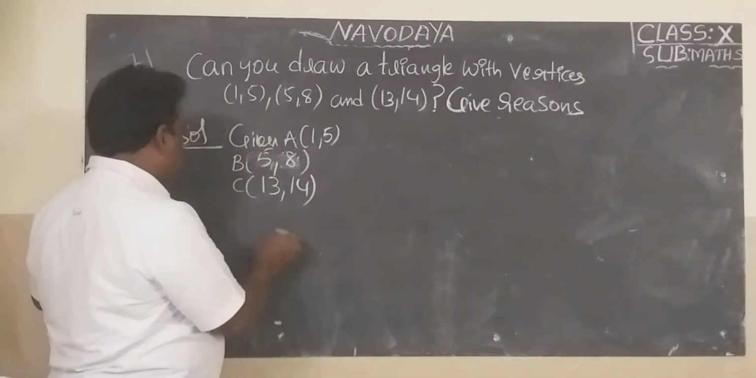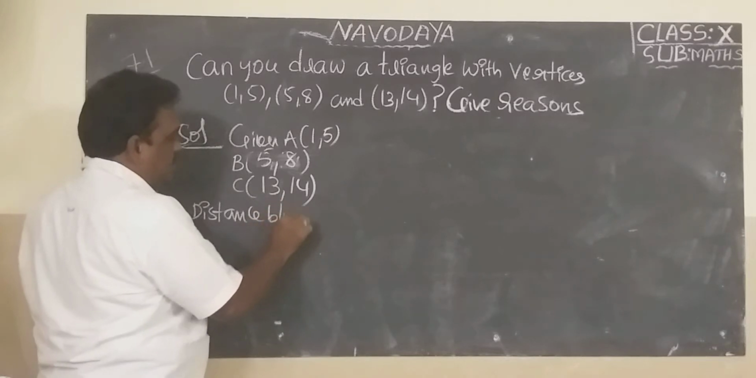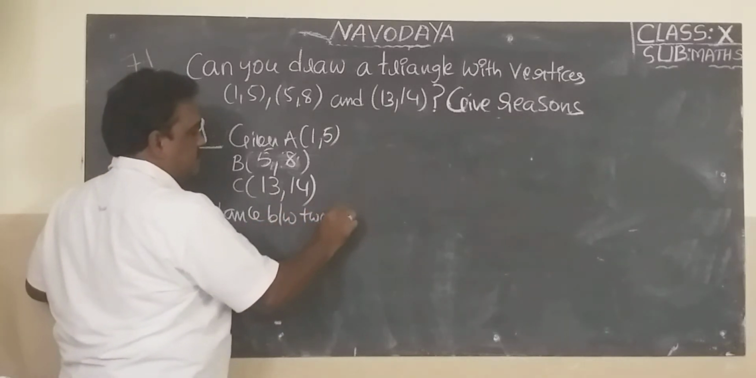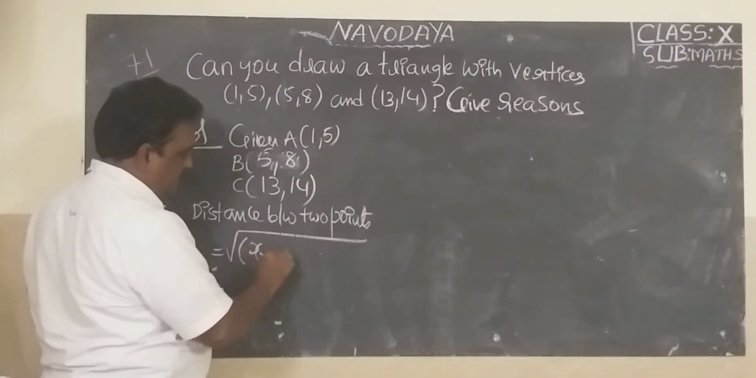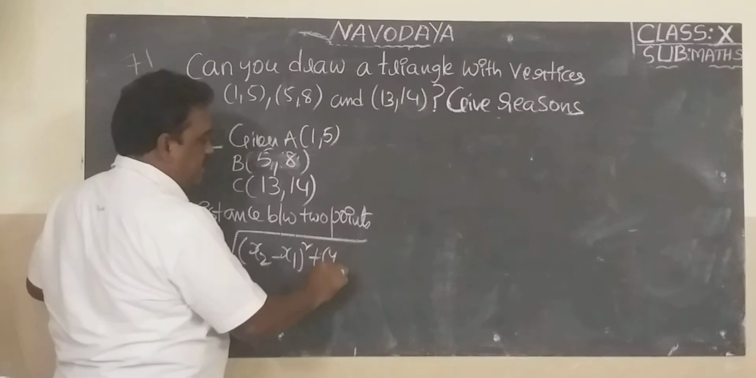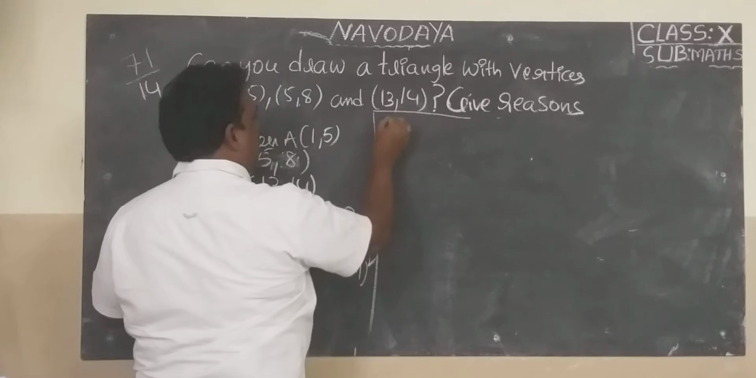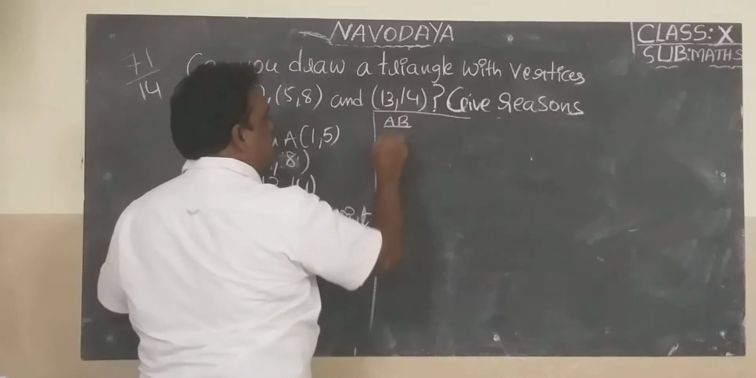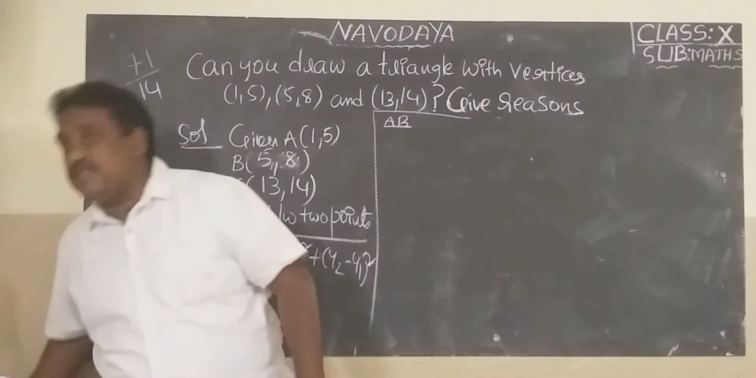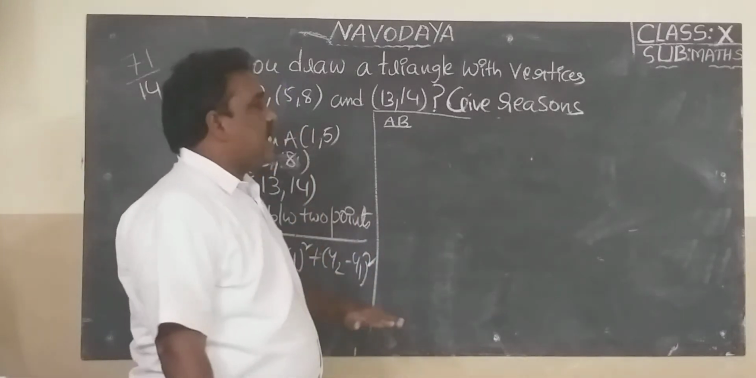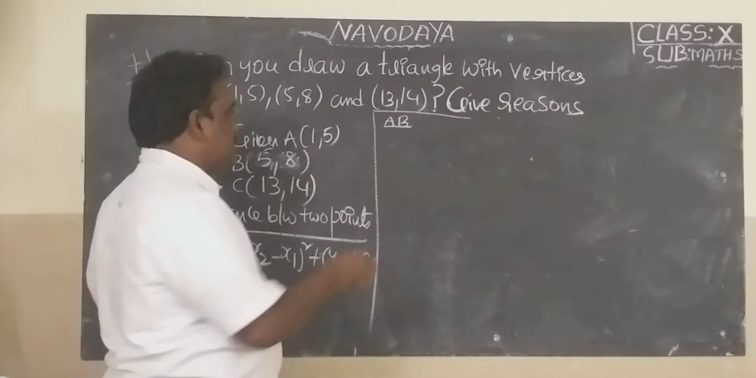Then what formula to write? Distance between 2 points: root of (x2 minus x1) whole square plus (y2 minus y1) whole square. Then what to find out? For a triangle, we need the length of AB, length of BC, length of AC. So first find out the length of AB.